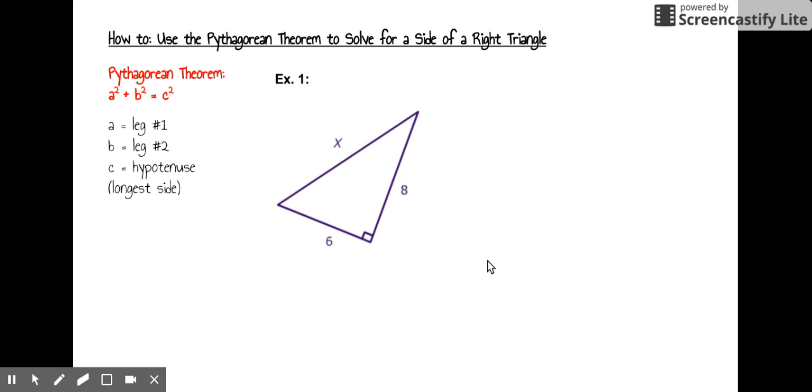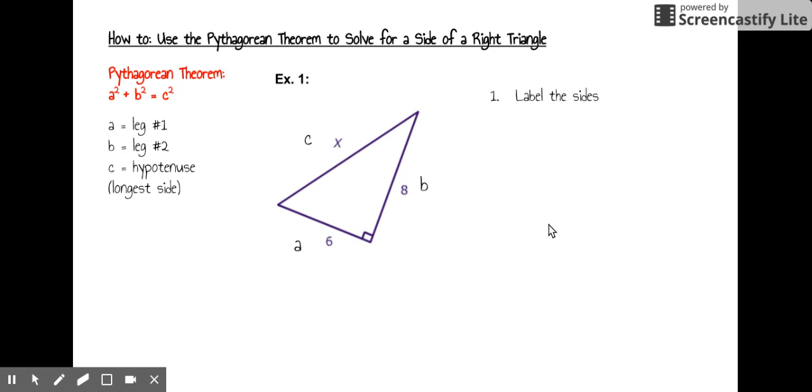So here's our first example. In this example, we know that the hypotenuse is what we're solving for, because the hypotenuse has the variable on it. Then we know that the two legs are 6 and 8. And this is a right triangle, so we can use the Pythagorean theorem on it. We know that because there is a right triangle symbol in the corner.